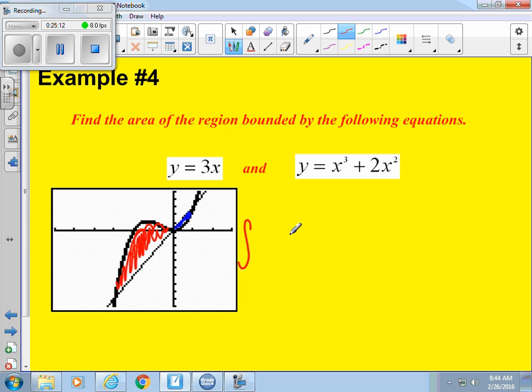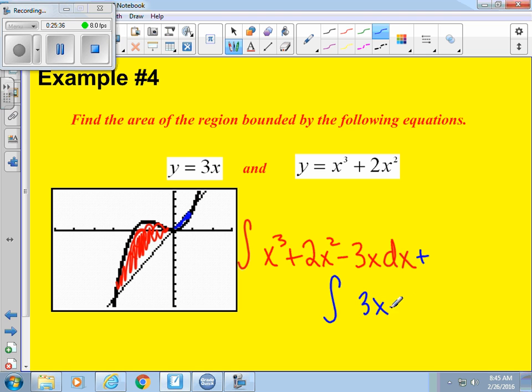Sometimes on the non-calculator part, they'll give you something like this where they show you the picture. You just have to pick out which one's the cubic and which one's the line, which y'all can do. x cubed plus 2x squared minus 3x is the first piece. Second piece is backwards. Put it down here. 3x. Make sure we put parentheses here. x cubed plus 2x squared.